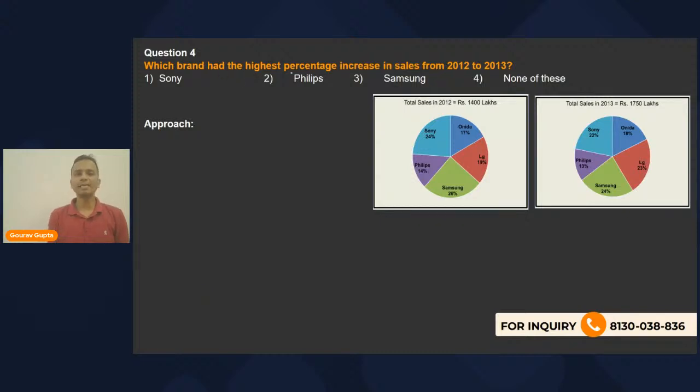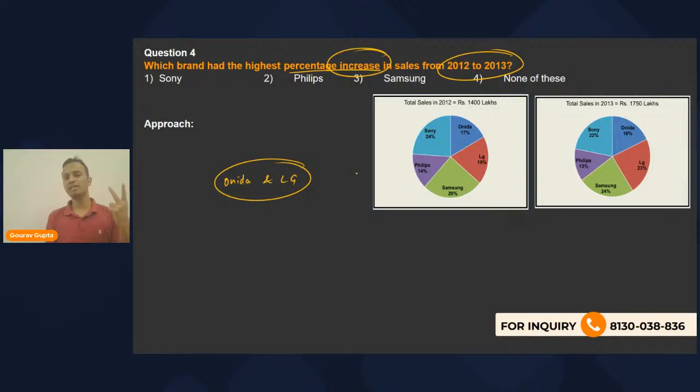Which brand had the highest percentage increase in sales from 2012 to 2013? Once you are done with this much of calculations, you should not be taking more than 5 seconds to answer this question. Not more than 5 seconds. Okay. Now, looking at the data, I know that only Onida and LG have shown an increase. Otherwise, the other 3 brands, Sony, Philips, and Samsung, in all the 3 cases, there is a decrease. So options are Sony, Philips, and Samsung. They cannot be the answers. So the answer has to be option 4, that is none of these.